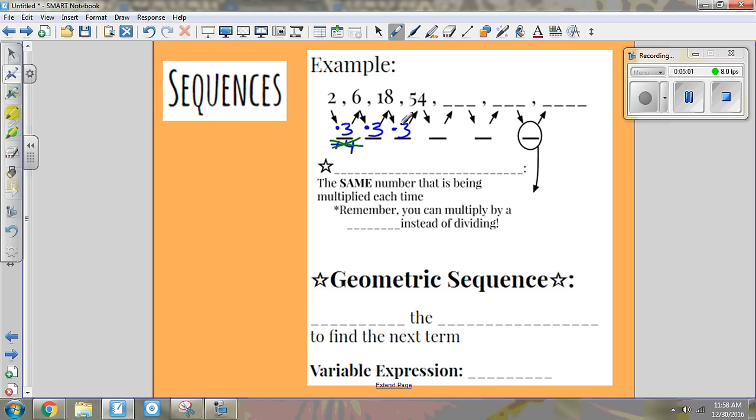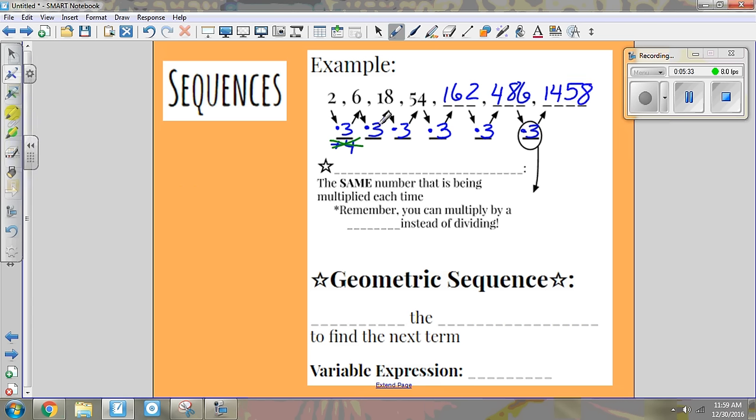So it looks like I figured out my rule. So let's try to figure out my next couple. I'm going to keep doing that same rule, that multiplying by 3. So 54 times 3 gives me 162. Multiply by 3 again, I get 486. And multiply by 3 one more time, I get 1,458.